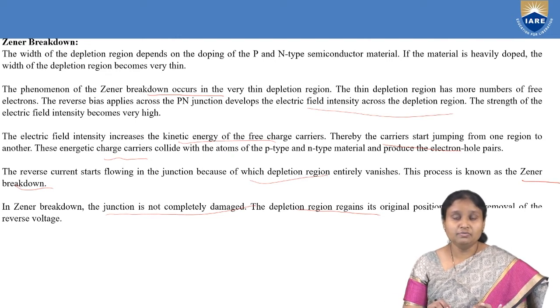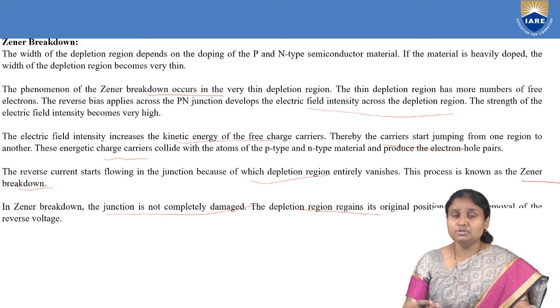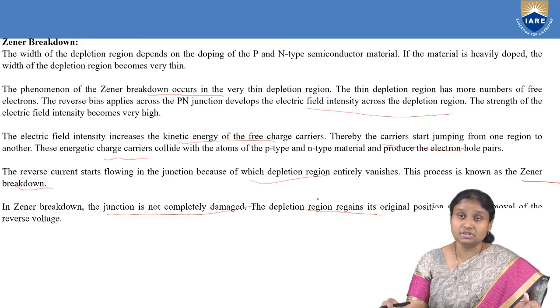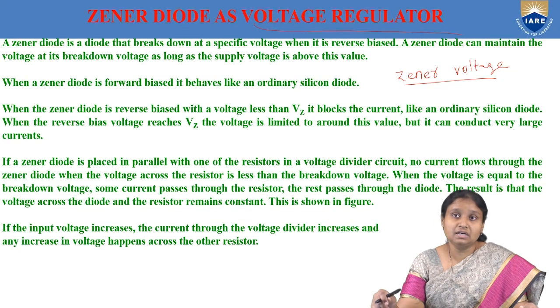And one more thing: as I told you, there we have to go for a high reverse bias voltage, but here we are going for a low reverse bias voltage, which is not going to spoil our junction at all. So once we take out our reverse bias voltage, our depletion region is going to regain its original position. So that property we are using in order to regulate our voltage.